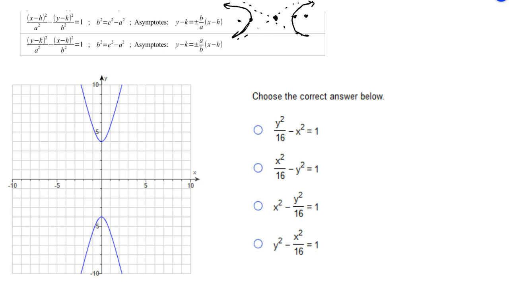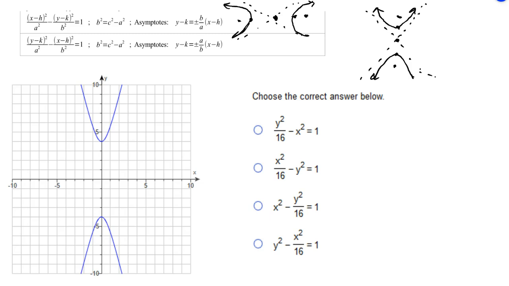For the vertical orientation, you're going to have your center. A distance away from that center, you have your vertices. A distance C away from that center, you have your foci. You have your B value, which will help you determine the slope of your asymptotes. And then you're able to draw your hyperbola based on those asymptotes.